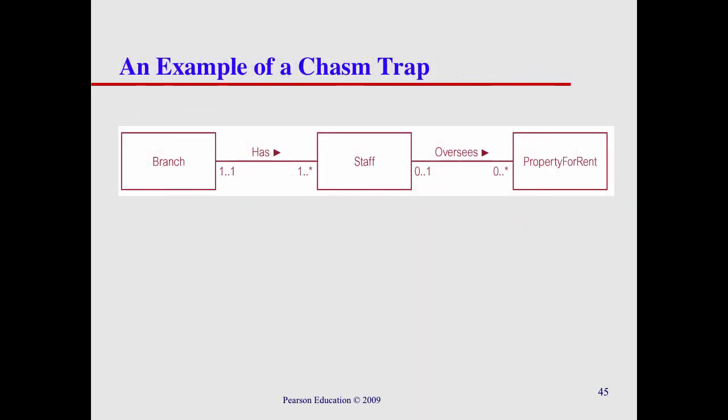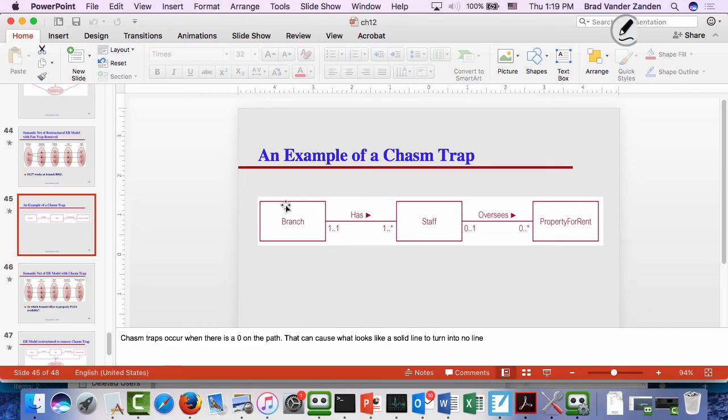And the problem occurs when you get zeros showing up in the participation rates on your path. If an intermediate node in your diagram has a zero in the participation rate, then you can get a chasm trap. So the issue if you're trying to identify it is right here. This is the cause of the chasm trap. That participation rate is zero, and because it's zero, it may mean that when you actually look at relationships, you may have a property for rent that is not managed by a staff member, and therefore you cannot determine which branch the property for rent belongs to.